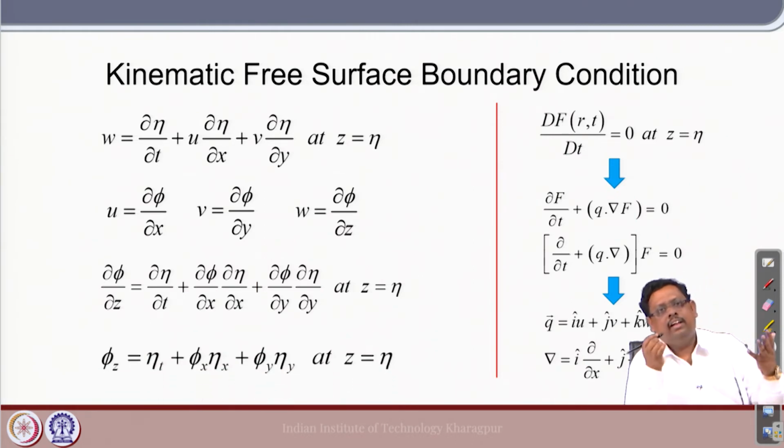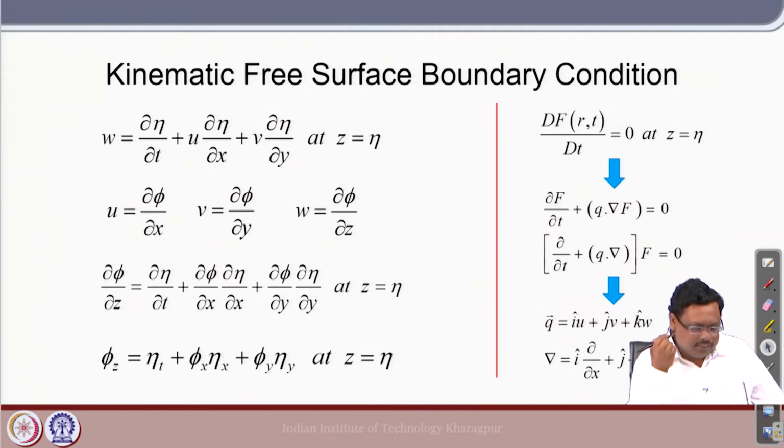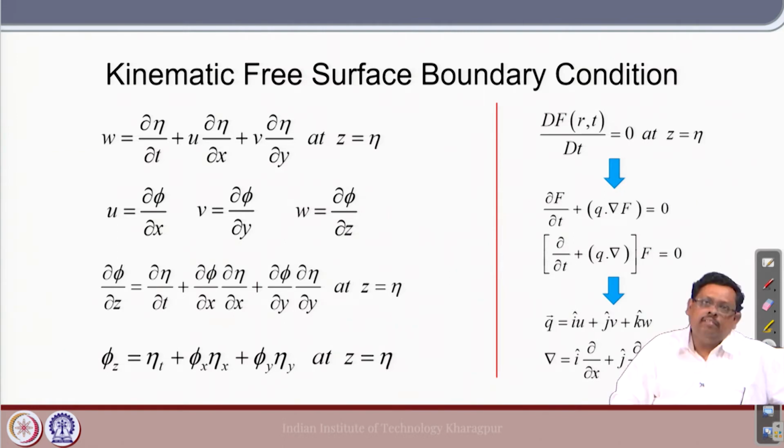Now, I am just writing this in a little bit compressed, or smart, way. Instead of ∂phi/∂z I use phi_z, instead of ∂eta/∂t I use eta_t. So, in that way I can write phi_z equal to eta_t plus phi_x eta_x plus phi_y eta_y, and this applies at z equal to eta. So, this is known as the kinematic free surface boundary condition.